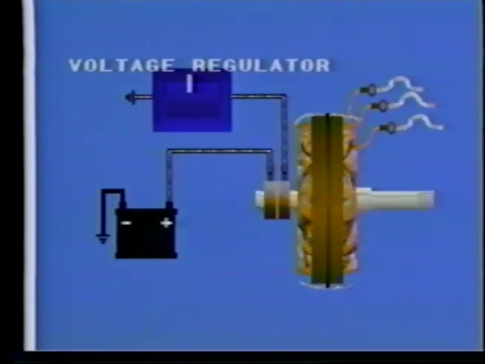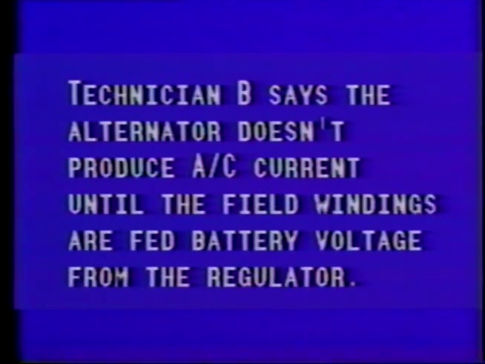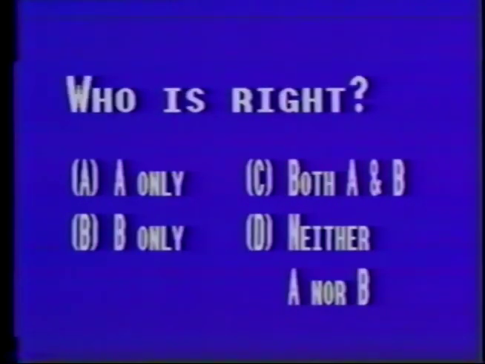As we stated in the last question, the alternator produces AC current when the rotor's magnetic field is rotated inside the stator windings. To make the rotor into an electromagnet, current must flow through the field windings. This current flow is controlled by the regulator. Looking at the statement, Technician A's statement regarding the stator winding is incorrect, and Technician B's statement is correct, describing the proper operation of the alternator. So the correct answer to the question is response B, Technician B only.